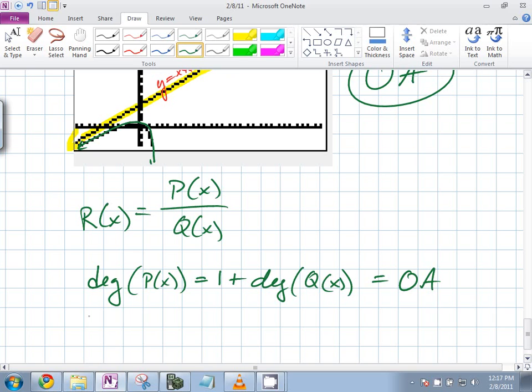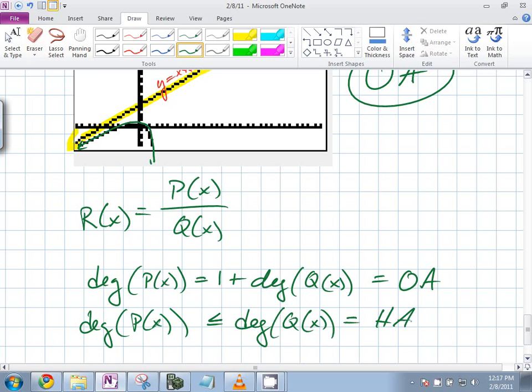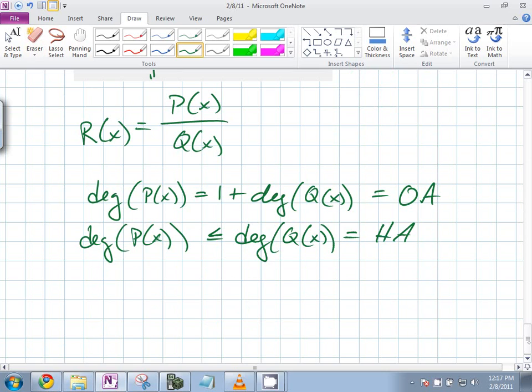If the degree of p of x is less than or equal to the degree of q of x, what do you think you have? Horizontal. If the degree of the top is less than or equal to the degree of the bottom, you have a horizontal. What's one last case here? So if the degree is 1 greater, it's oblique. If the degree is less than, what's the third case? No, we already have equal right there. Greater, more than 1 greater.